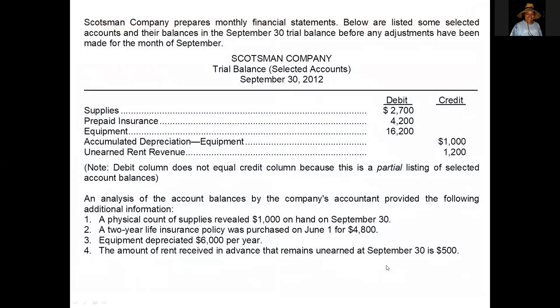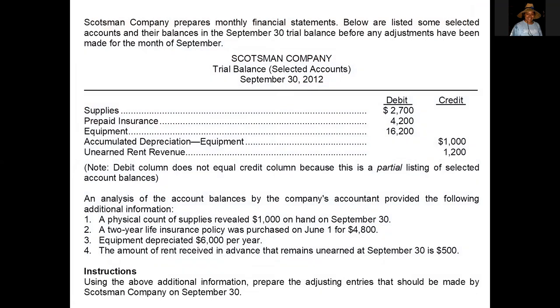Okay. This is another short problem, and I'll just walk you through it real quickly. So you should be able to do the adjusting entries from the information that's provided, right? So they give you the ending balance in these accounts at the end of September. And then they give you some information you need to know to make adjusting entries. So in this first example, they said that there was some inventory done on the supply, and they determined that there was actually $1,000 still in inventory at the end of the month. But the balance here says there's $2,700.